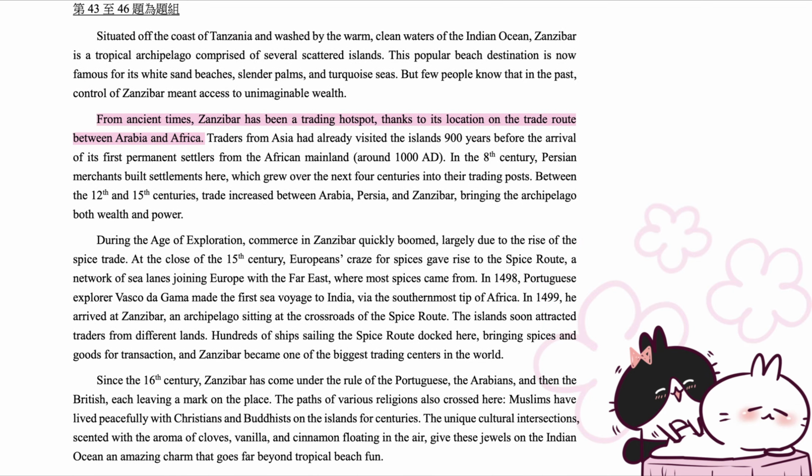From ancient times, Zanzibar has been a trading hotspot thanks to its location on the trade route between Arabia and Africa. Traders from Asia had already visited the islands 900 years before the arrival of its first permanent settlers from the African mainland, around 1000 AD. In the 8th century, Persian merchants built settlements here, which grew over the next 4 centuries into their trading posts. Between the 12th and 15th centuries, trade increased between Arabia, Persia, and Zanzibar, bringing the archipelago both wealth and power.